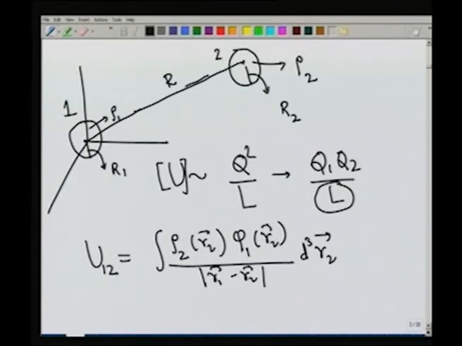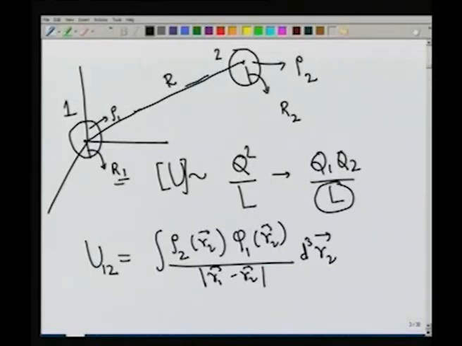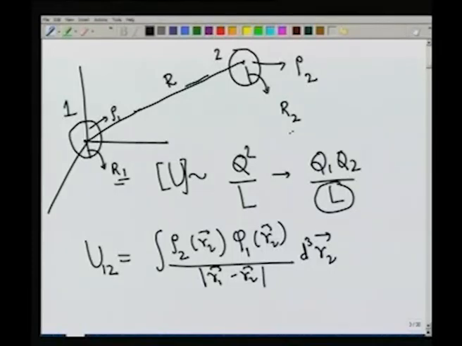Now because my charge distribution 1 is a spherical charge distribution, I know that the potential produced by this charge distribution is as if all the charge were concentrated at the origin. In other words, phi 1 of R2 is independent of R1. If phi 1 of R2 is independent of the radius R1, that means if at all this U12 has to depend on some parameter, it has to depend on the distance R and the radius R2.